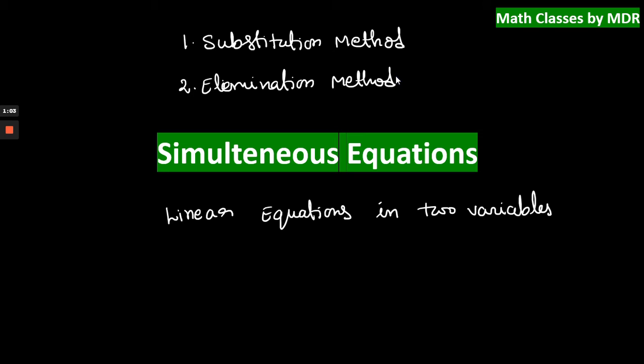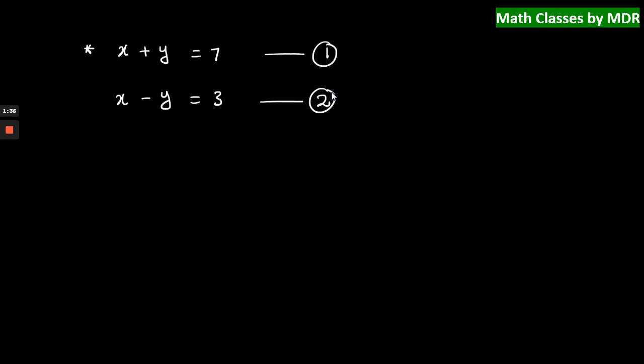First, I will show you how to use the substitution method, and then on the same equations we will see how to use the elimination method. For that, let us consider two simultaneous equations. One is x plus y is equal to 7 and x minus y is equal to 3. The first one is equation 1 and the second one is equation 2.